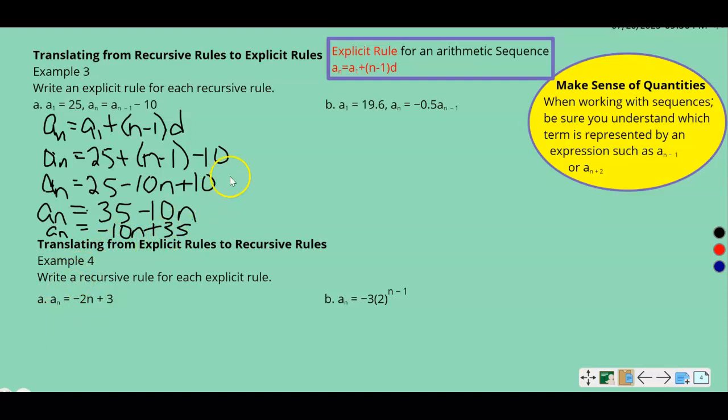All right, we can see that B part gives us our first term is 19.6, and then it tells us A sub n equals negative 0.5 times A sub n minus 1. So I can tell this is going to be a geometric sequence. So, an explicit rule for a geometric sequence. Let's go ahead and write that down.